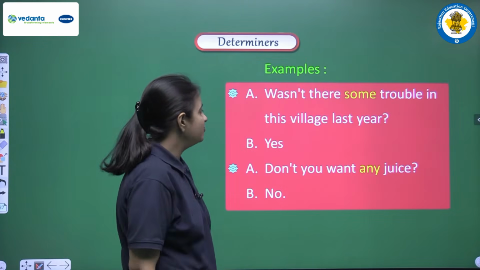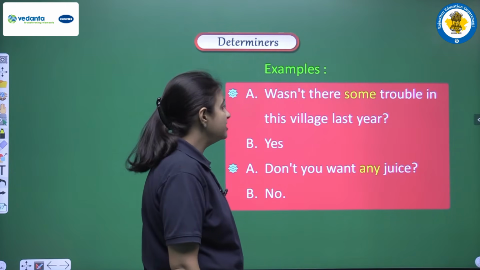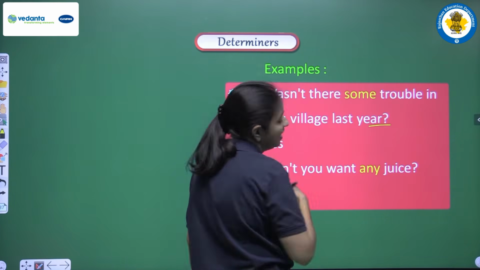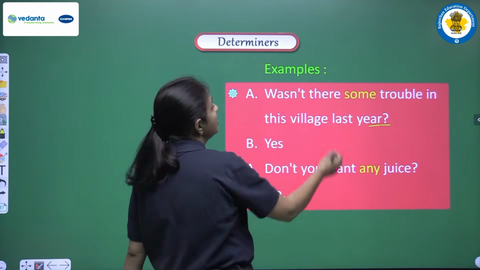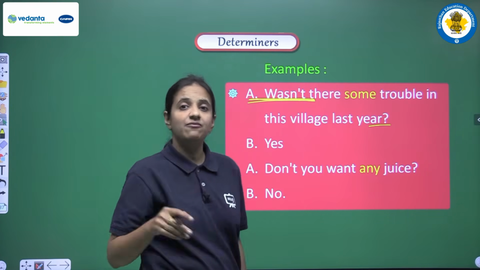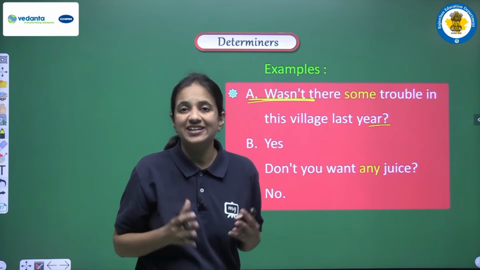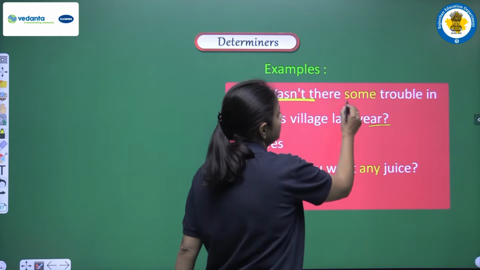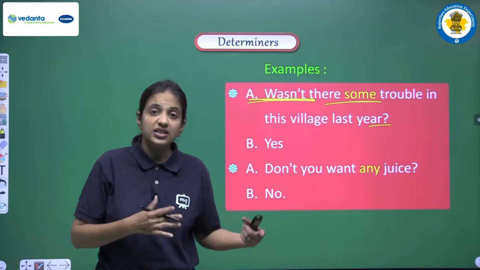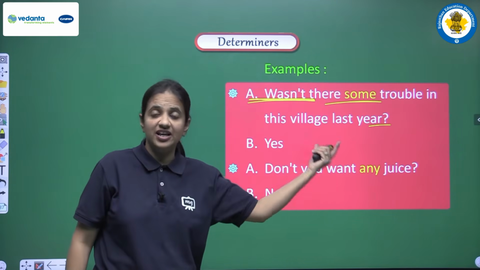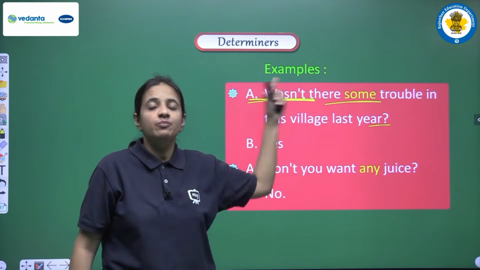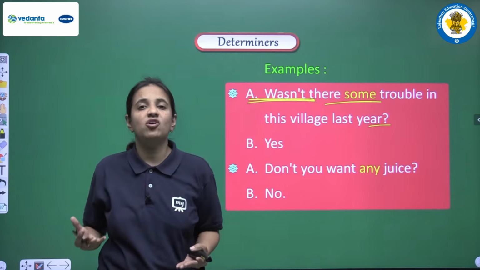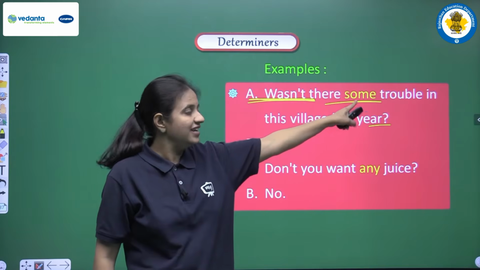So let's see the example of this thing. Wasn't there some trouble in this village last year? So observe the structure very carefully. In the sentence at the end we are having a question mark, it means it is an interrogative sentence, and we are having wasn't, it means was not, so this is a negative sentence also. So this is the example of negative interrogative structure. And we are having some here, so it means the speaker knew that last year there was some trouble in the village, and this is the reason he is using some here, because he is expecting the answer in yes, because he knew that actually last year there was something wrong in the village.